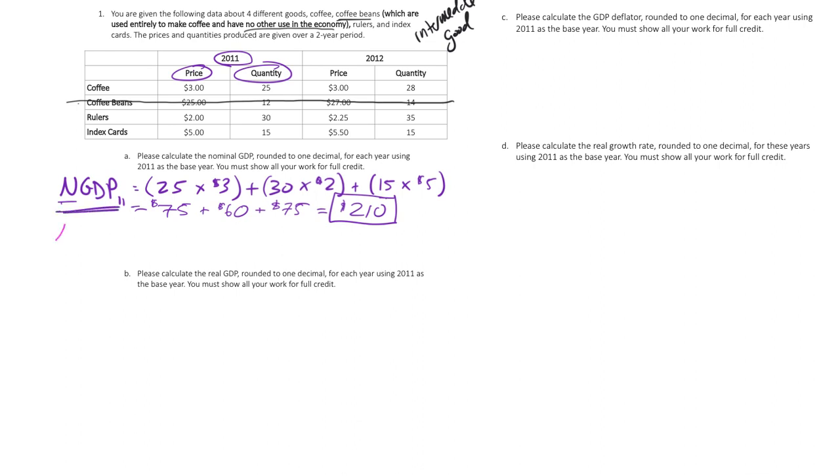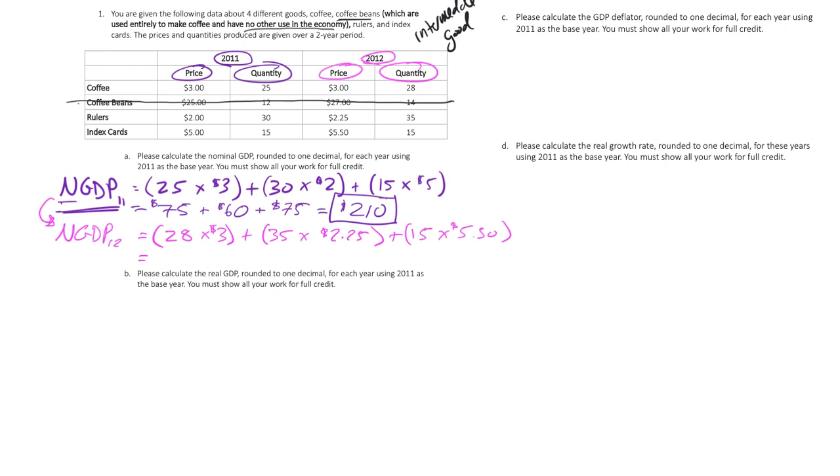Let's change up the color slightly for the nominal GDP of 2012. Notice when you're changing the year for nominal GDP, you're going to change everything. We're going to prices and quantities of that year. Do the exact same process. We see that there were 28 units of coffee being sold at $3. We see that there were 35 units of rulers. Now they're sold at $2.25. And we see that there are still 15 units of index cards being sold at $5.50.